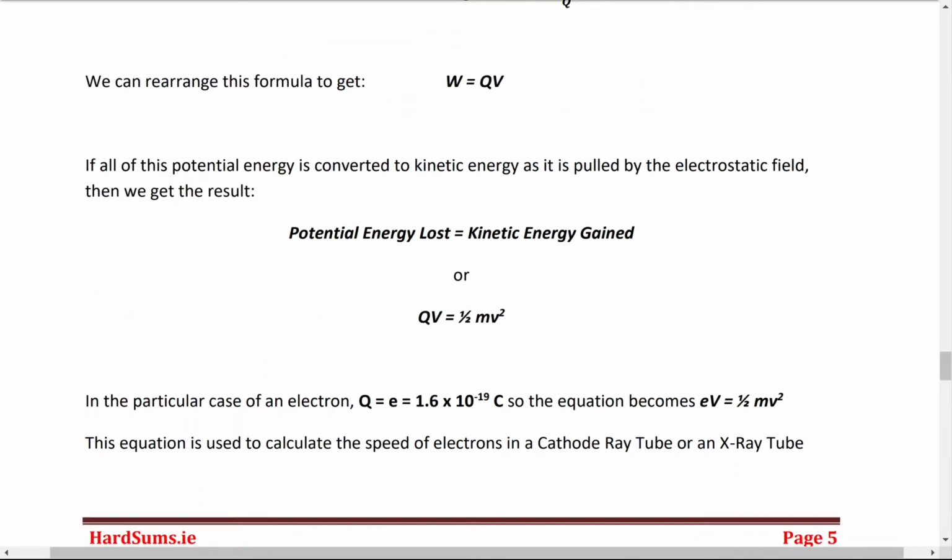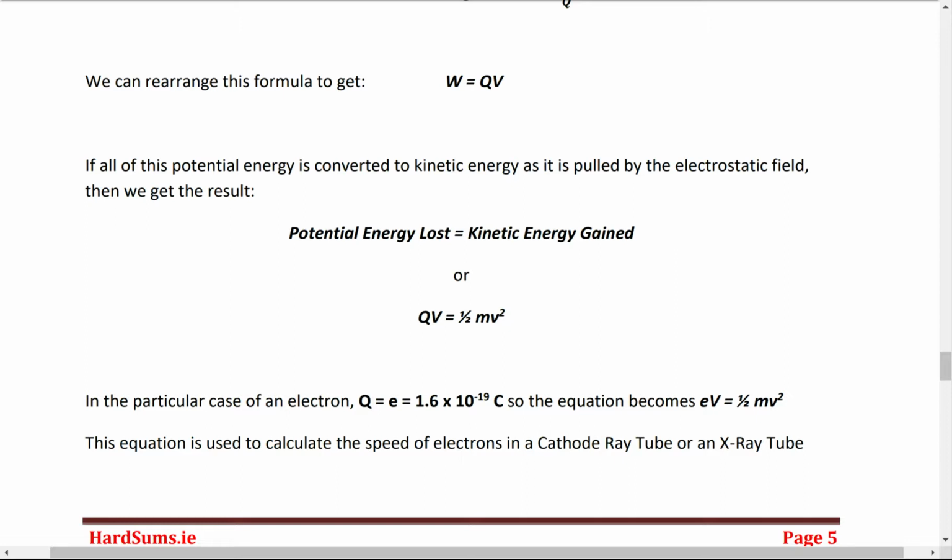So now we have, again, the same concept as we had for gravity. The energy lost in a gravity field is the kinetic energy gained. Same here, the potential energy lost here. QV is the equivalent of the kinetic energy gained, half mv squared. So that's QV is a half mv squared, and if it's one electron, which it very often is in your physics course, the charge on an electron is 1.6 by 10 to the minus 19.